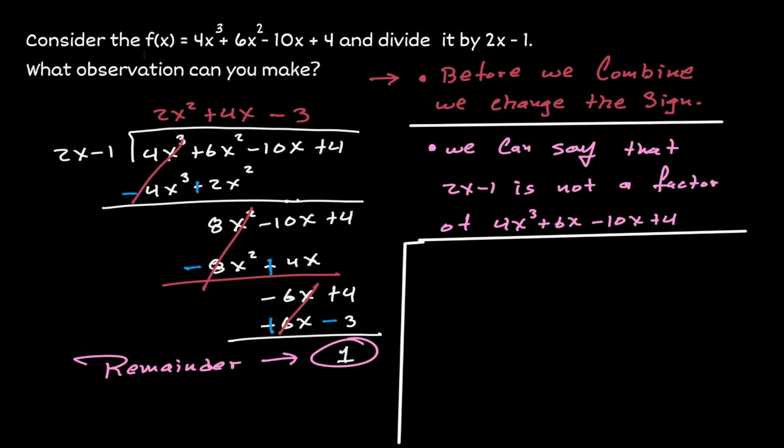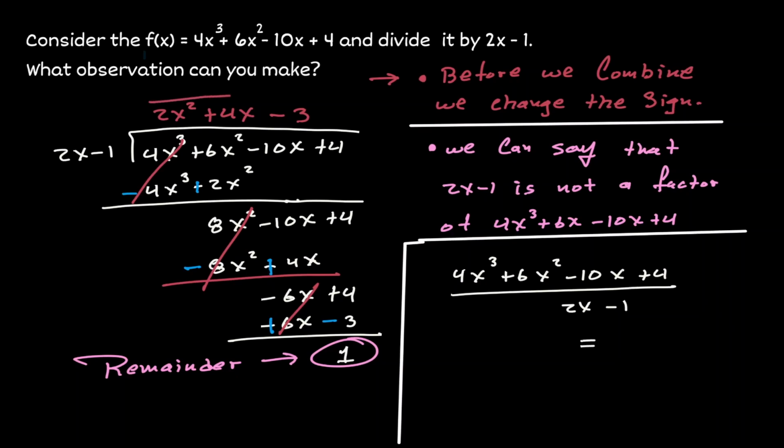But there is one thing that we can say. If we reconsider the division of those polynomials, we can rewrite this division. We can obtain the expression that we found throughout the long division plus the remainder, which in this case is 1, divided by the expression that we were dividing the whole polynomial by, which in this case is 2x minus 1.